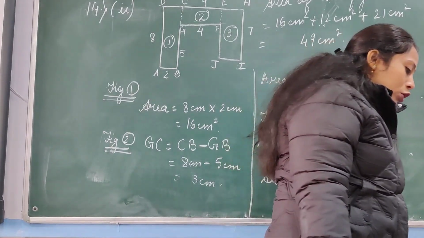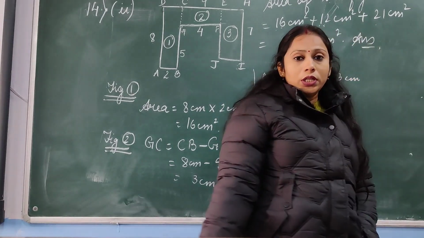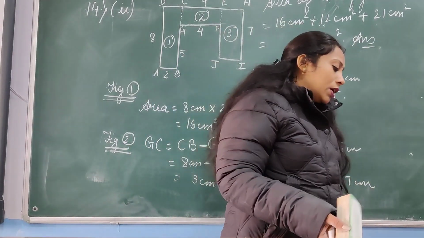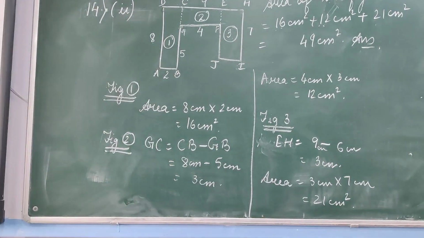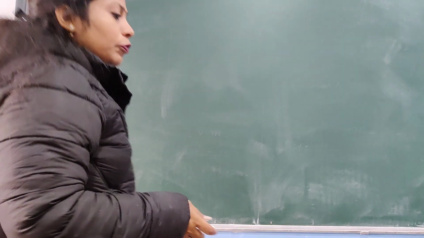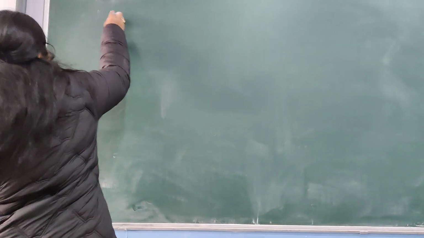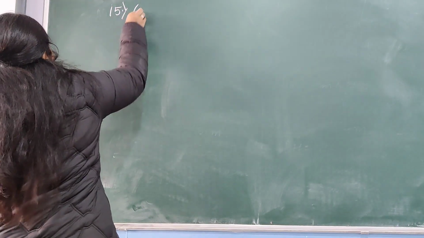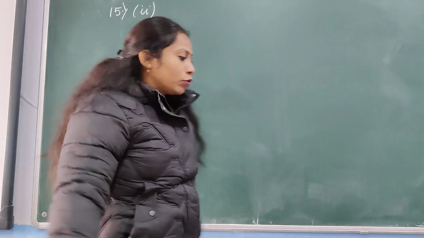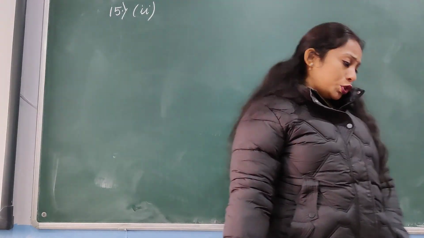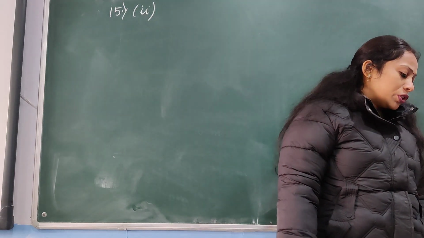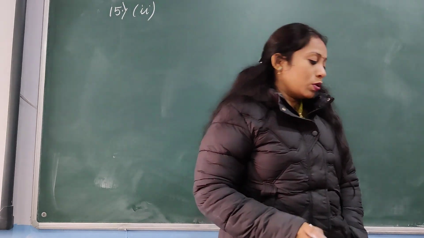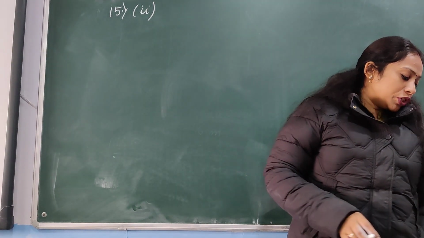Now, the same way, let's take up question number 15. Question number 15 also we will take up the second part only. So let's take up 15th question second part. Here also we have to calculate the area of the shaded portion of the following figures in which all the corners are right angled and dimensions are given in meters this time. So we have to calculate the area of the shaded region now.